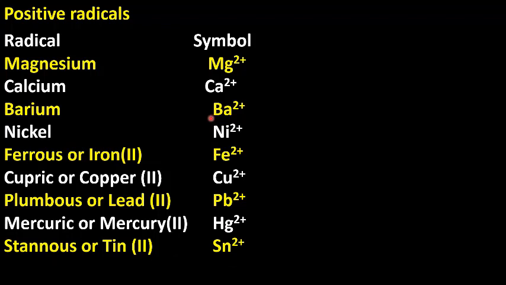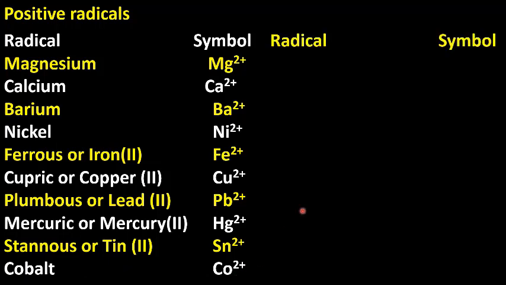Here you might have noticed that previously we discussed the cuprous ion. Cuprous ion has 1 unit of positive charge. Now cupric ion has 2 units of positive charge. That is, if an element is available in 2 types of ions, the ion with less positive charge is referred to with a name ending in OUS. If the charge is more, the name ends with IC. So cuprous, cupric. Cobalt Co2+.